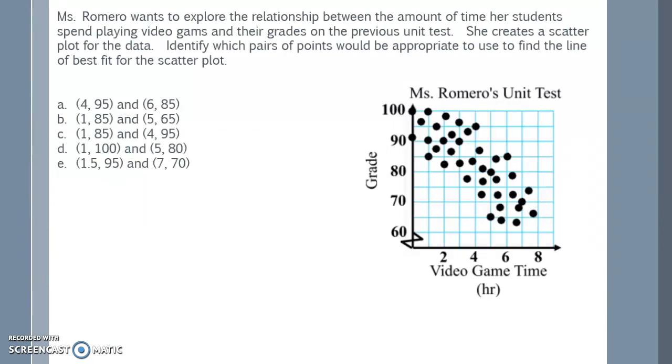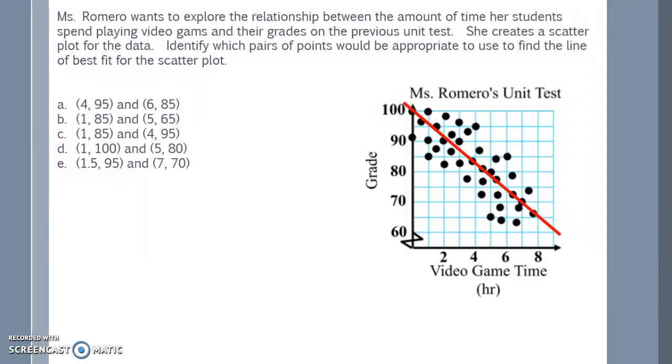Ms. Romero wants to explore the relationship between the amount of time her students spend playing video games and their grades on the previous unit test. She creates a scatter plot for the data. Identify which pairs of points would be appropriate to use to find the line of best fit for the scatter plot.